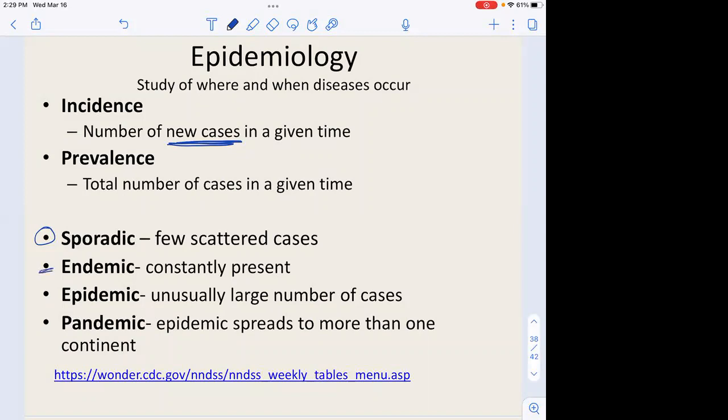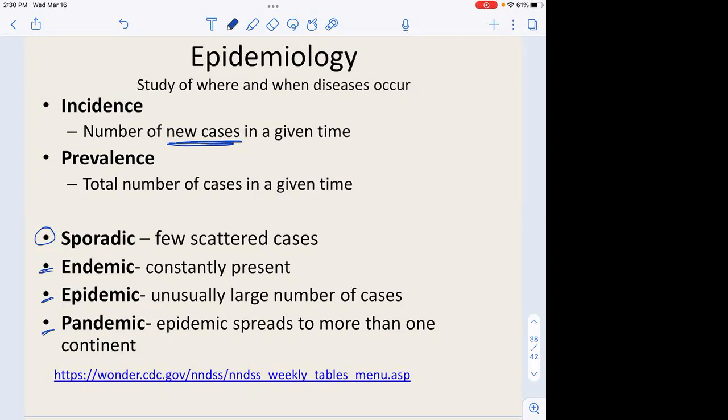An endemic infection is one that's constantly present. It might have some seasonal variation, for example, but something like the flu, we always have that. Flu can also be epidemic, so we get unusually high numbers of flu at one time. And a pandemic is when we have an infection that's epidemic in more than one continent.